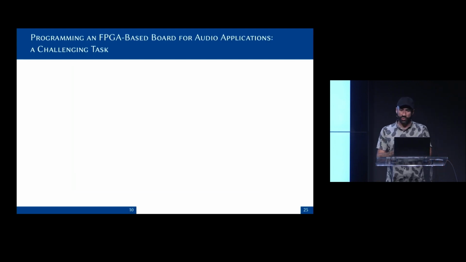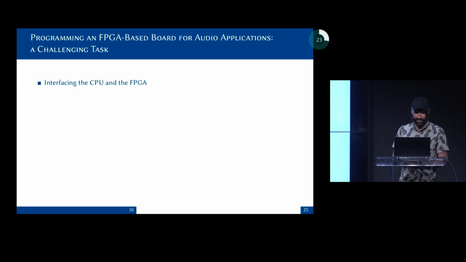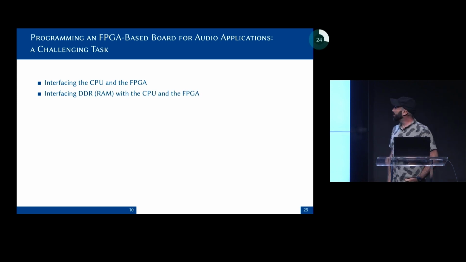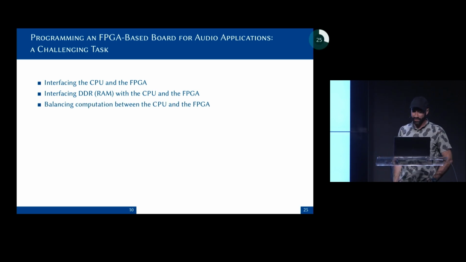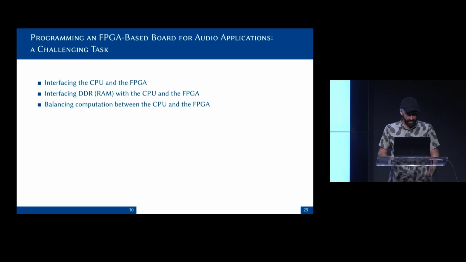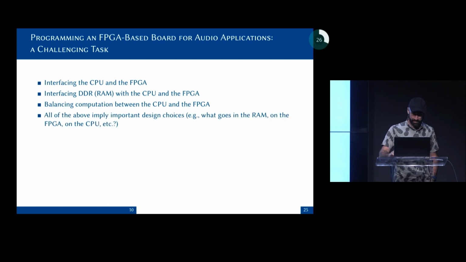So why is it so challenging to program FPGAs for audio applications? The first one is you have to deal with interfacing the CPU and the FPGA, which happens at a very, very low level, and that's annoying. Another thing that's hard is interfacing DDR with the CPU and the FPGA, which also happens at a very low level. You can't really just allocate memory and use it. You have to access memory by hand directly in DDR, which is potentially hard. Balancing computation between the CPU and the FPGA can also be a lot of work: what goes on the CPU, what goes on the FPGA.